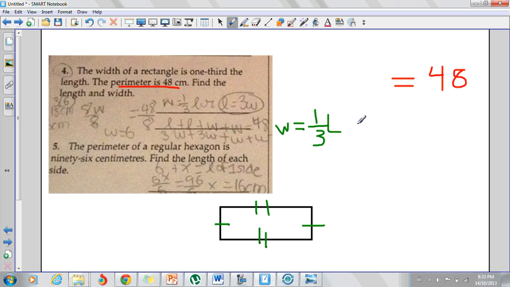So for length, I'm going to use the L. That'd be just as easy to use rather than X. So let's work it out. Here's our length. So I will say this is L, and this is L. Okay, and what would this be? This would be 1/3 L, and 1/3 L.